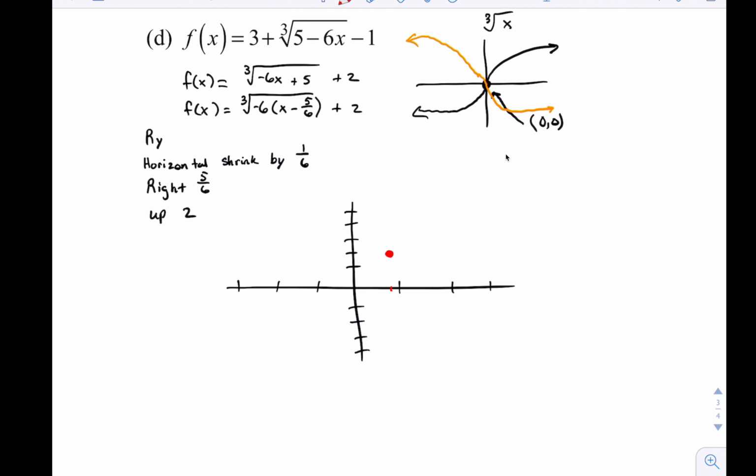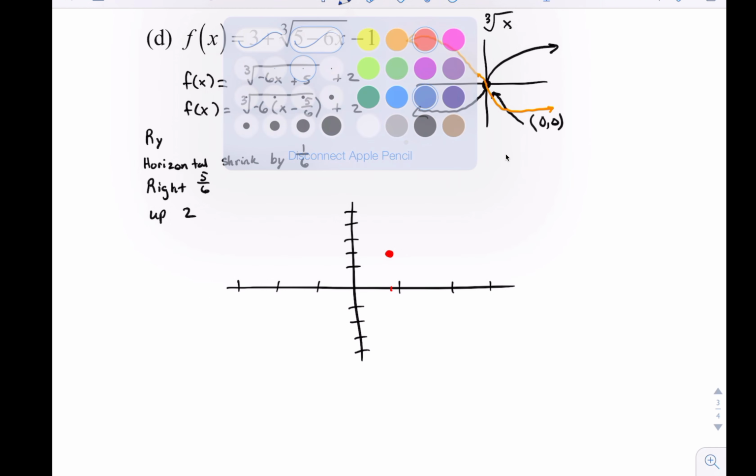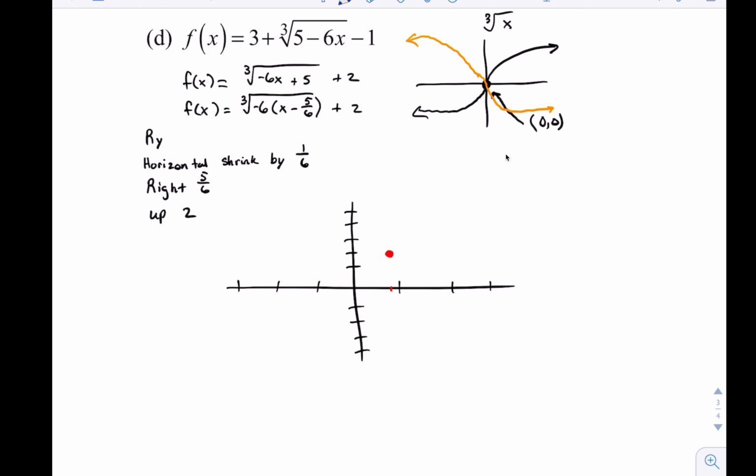All right, so all you have to do now is just finish the graph. And again, you want to make sure that you're drawing the y-axis reflection, so it's going to decrease as you move from left to right. Okay, so that's your basic shape there for that cube root function.